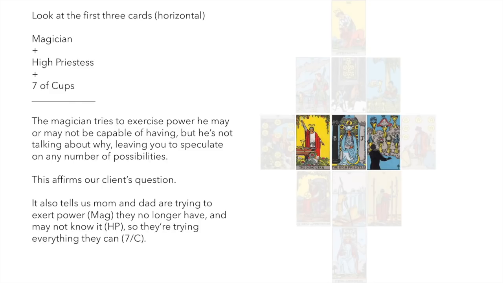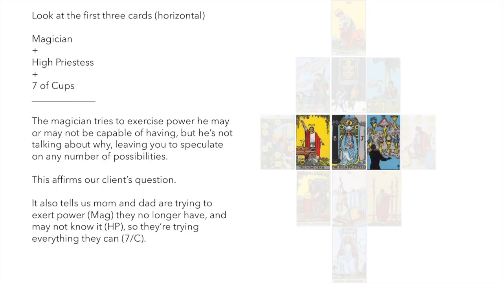And again, the Magician in this case is not necessarily someone who's converting energy from the universe into alchemy, into magic. He's not directing his will towards any task. So what does the Magician do in a daily reading? Well, the Magician is attempting to exercise power, whether or not he has it. So he may not be capable of doing it, because this isn't a magical reading. It's just a pretty daily reading.